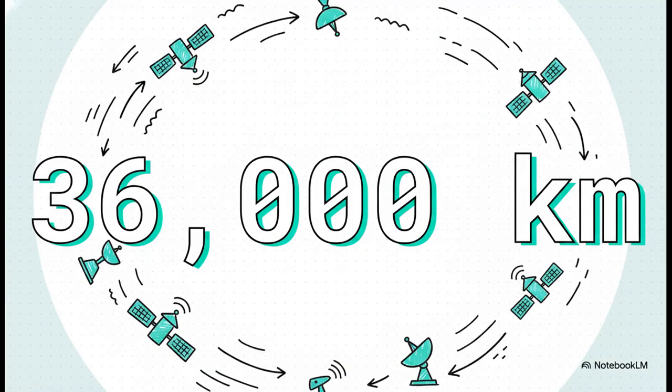To make this work, though, the satellite has to stay perfectly stationary relative to our stations on the ground. So we place them in a geostationary orbit right above the equator at an absolutely incredible altitude of roughly 36,000 kilometers.